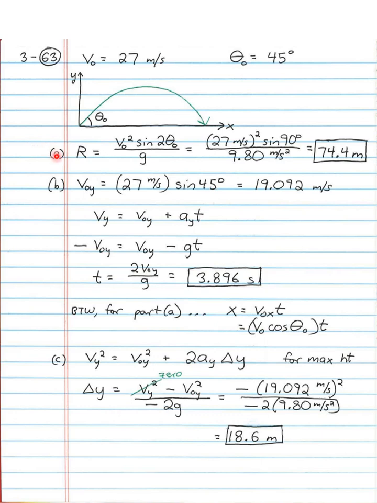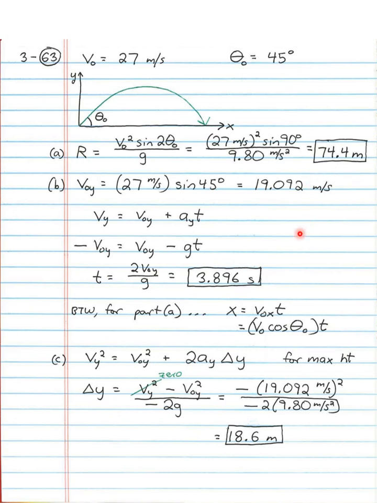So the range equation is V naught squared times sine 2 theta naught over g. You can see I've plugged in the numbers. Sine of 2 times 45 degrees becomes sine of 90. And in the end, we get 74.4 meters. Question B asks, how much time is the ball in the air?